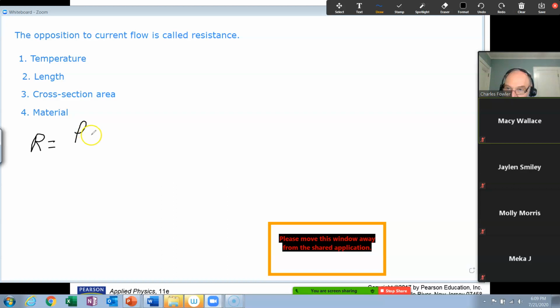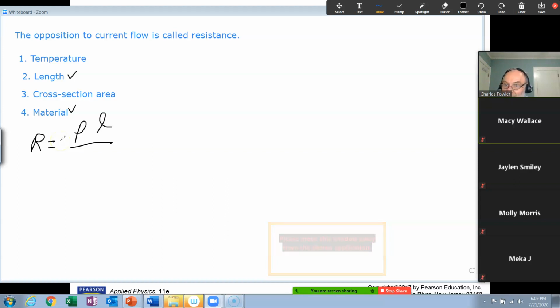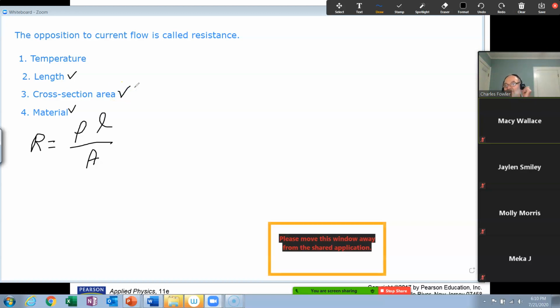Times the length. Well, there's your length. So we've got the material and the length here, okay? Divided by, and the higher the resistivity, the more resistance. The longer the length, the more resistance. But the smaller the cross-sectional area, the more resistance. So that's an inverse relationship. So that is your area down here, and that covers that one. Now, the only thing that's not included here is temperature. That's a completely different situation. So we will usually assume the temperature is either at 20 degrees Celsius, which is room temperature, or whatever it is, and they'll just give you the resistivity at that temperature. Okay, so there's your formula.